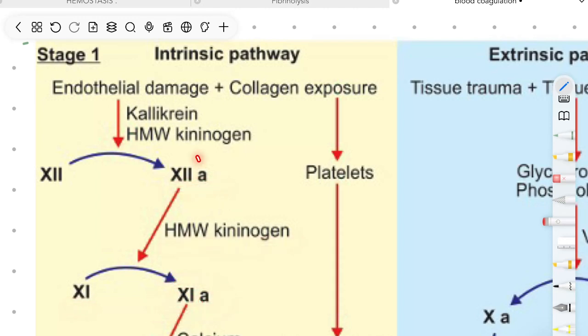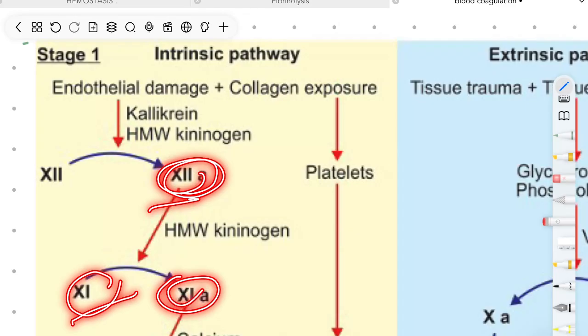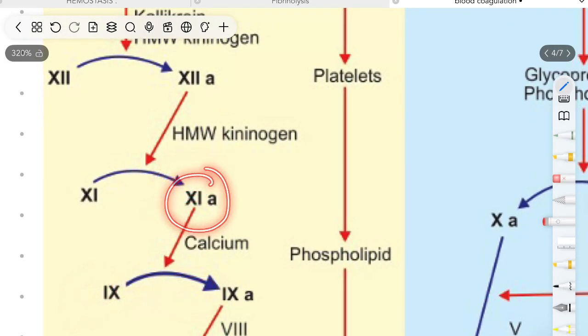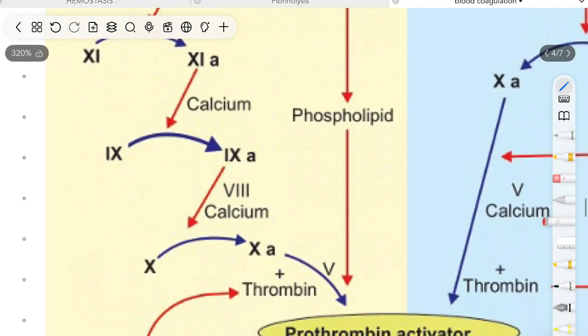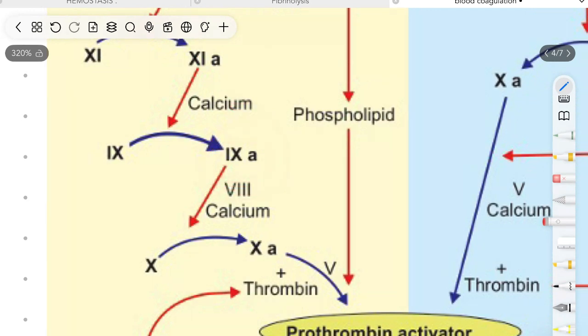Okay, see, activated factor 12 activates inactivated factor 11 to activated factor 11 in the presence of HMW kininogen. I hope you are getting my point. This activates this. Now this is activated, right? So factor 11 is activated. Now this factor 11, in the presence of calcium, activates factor 9. Now this activated factor 9, in the presence of factor 8 and calcium, activates factor 10.